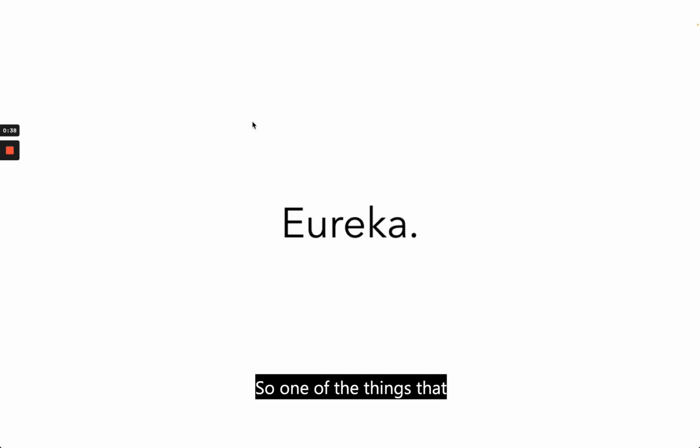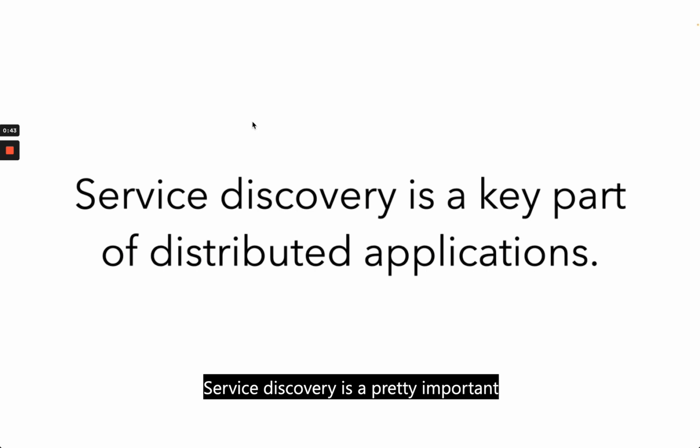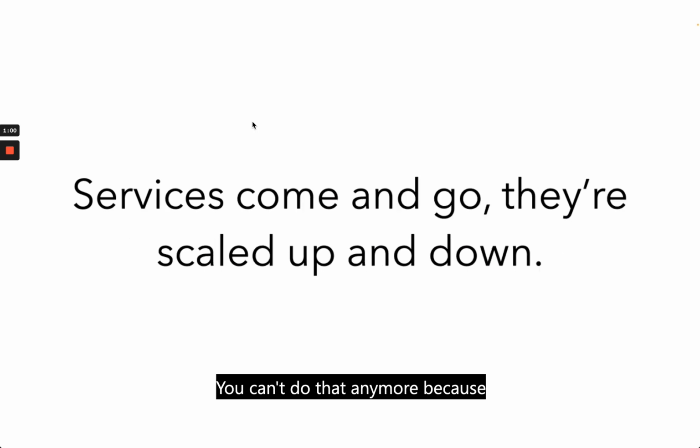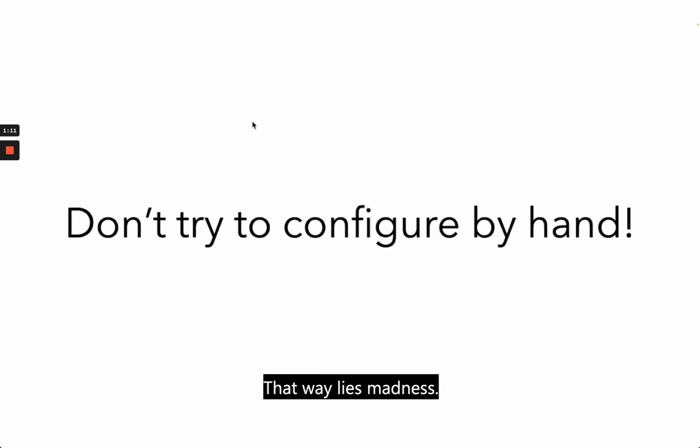So one of the things that we have here is Eureka. So it should be clear that service discovery is a pretty important part of distributed applications. As much as we'd like to think we always know what's going to happen, we don't. You know, I certainly remember building applications where we knew this is where that thing lives, and for all practical purposes, you had hard-coded that location into your system. You can't do that anymore because services come, services go, they get scaled up, they get scaled down. They're not on the same piece of compute the second, third, fourth time you call them. You cannot manage this all by hand. I'm sorry, that way lies madness.